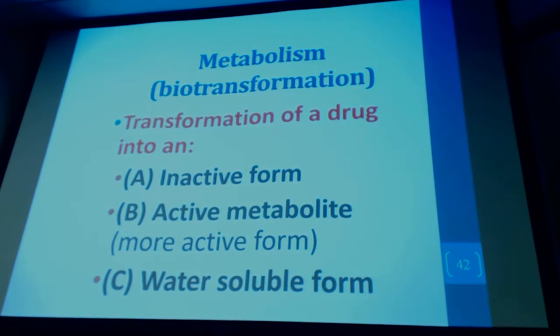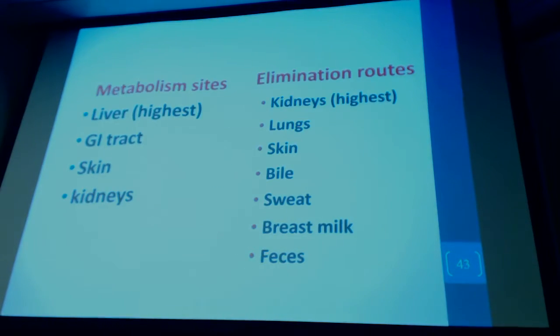Biotransformation or metabolism means we either make the drug inactive or we make it more active. Some drugs we have to make water soluble. So the liver is the place where most, 99% of the metabolism takes place. The kidneys are the organ that eliminates most of the drugs. So the chemicals are going to exert their effect and then we flush them out of the body through the kidneys.